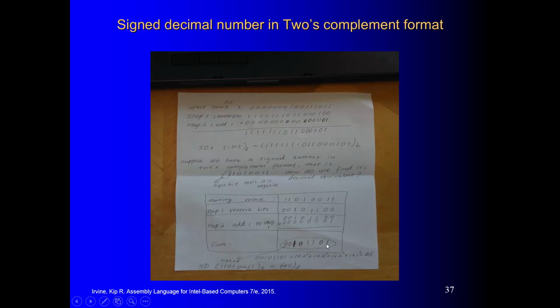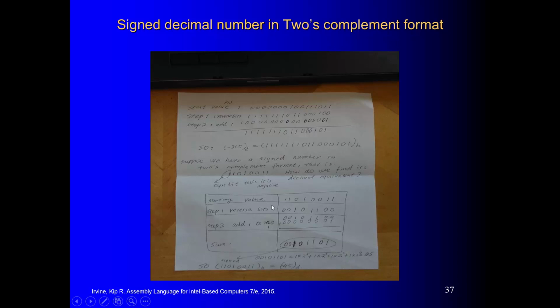Because this is index 0, index 1, index 2, index 3. Then I have 1 here, 1 times 2 to the 2nd power. Index here is 2. Then this one, I don't care, is 0. This one is 1. So 1 times 2 to the 0th power. 2 to the 0th power is 1. So finally, add up all these values, I got 45. So my number is negative 45 in decimal for this given signed number in two's complement format.